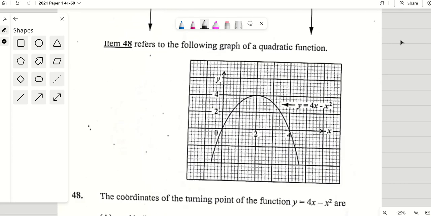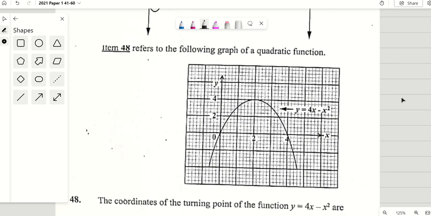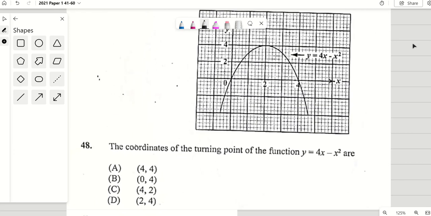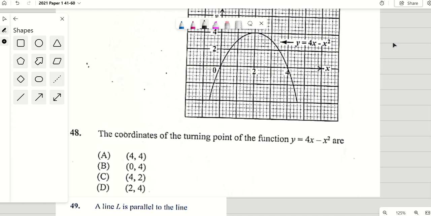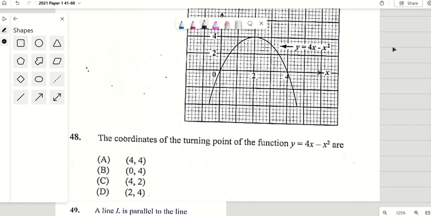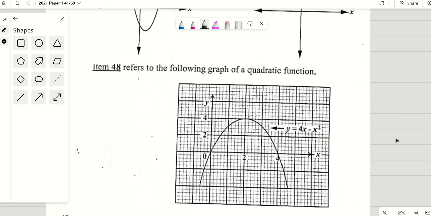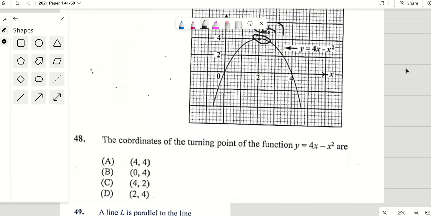All right, number 47, 48 refers to the following graph of quadratic functions, right? The coordinates of the turning point of the function y is equal to 4x minus x squared are. And the turning point is your highest point, that is this right here. That is 2, 4. So your answer here is 2, 4, right? Your turning point is also your maximum point, which is D, 2, 4.